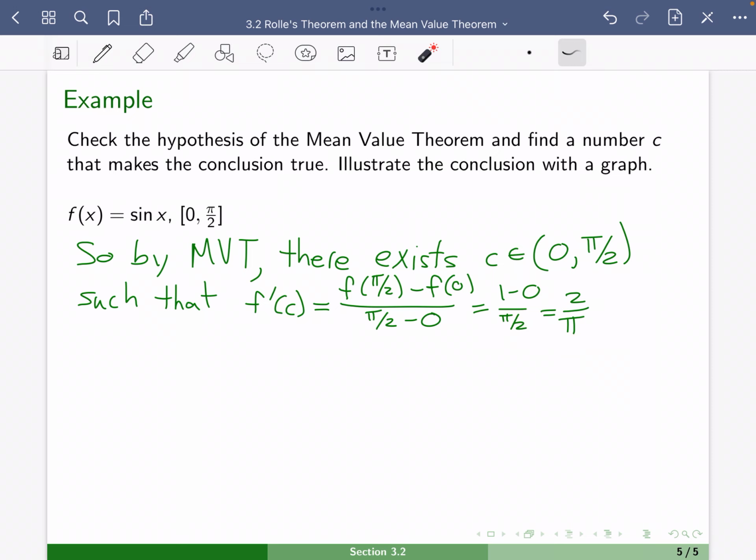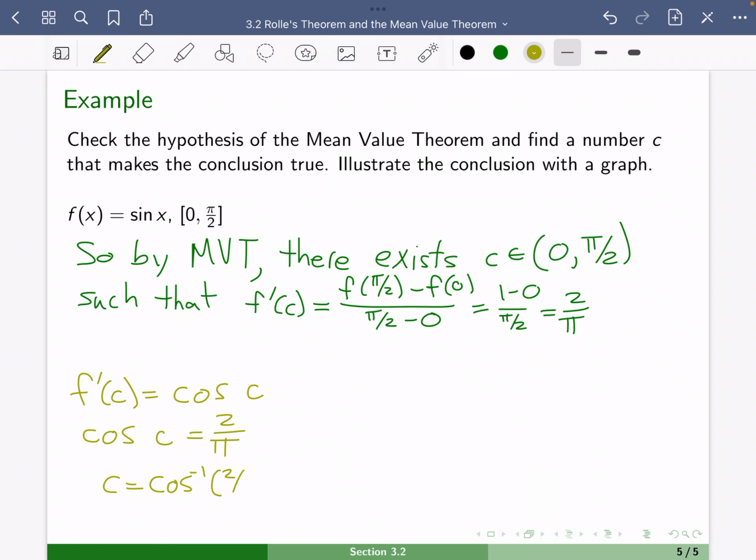Now this asks us to also find that number c. So to find that number c, we are taking that derivative and evaluating it at c. So we have cosine of c. We are going to set the cosine of c equal to 2 over pi. If we were to solve that by taking the inverse cosine, we get a value of c that is approximately 0.88. So that is our value of c that we are looking for.